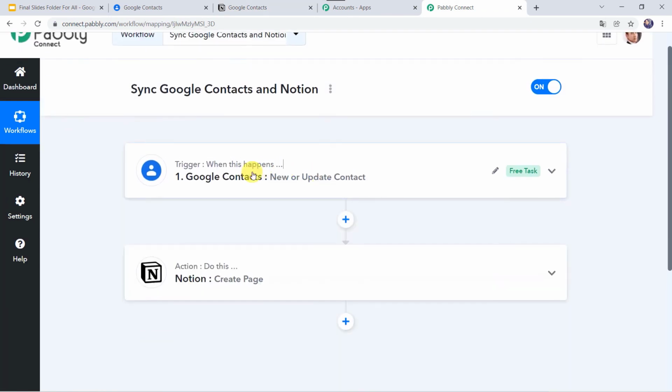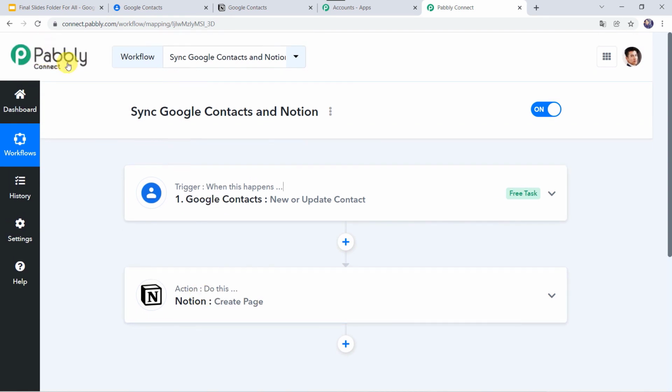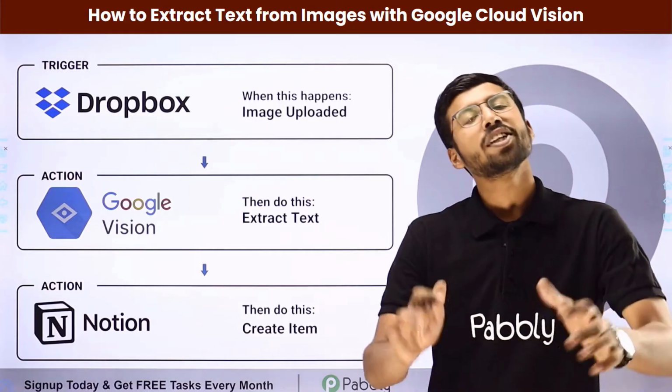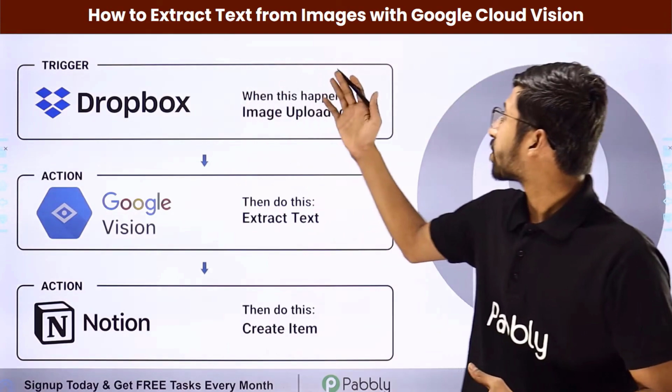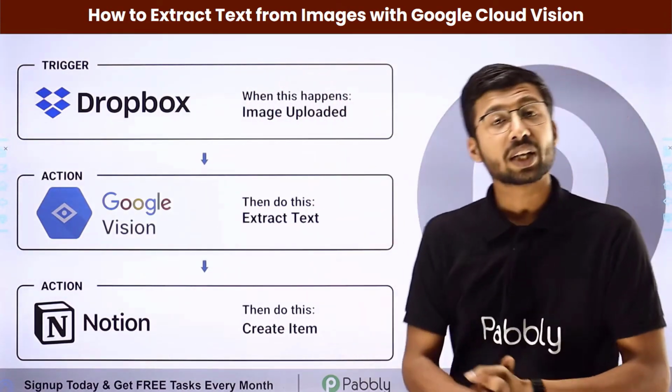So first we have created an integration between Google Contacts and Pabbly Connect. Then Pabbly Connect has captured all the details of the contact, and using those details automatically a record is created in the Notion database. And in this way we have created a successful integration between Google Contacts and Notion using Pabbly Connect.